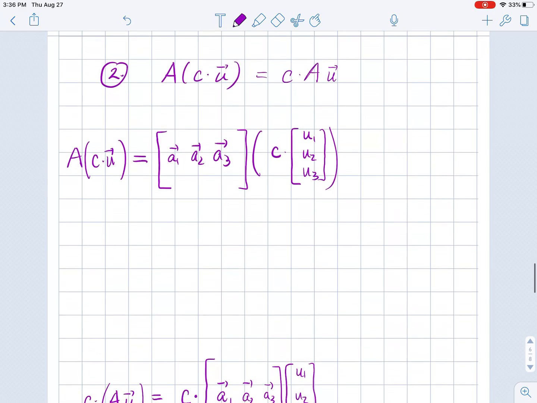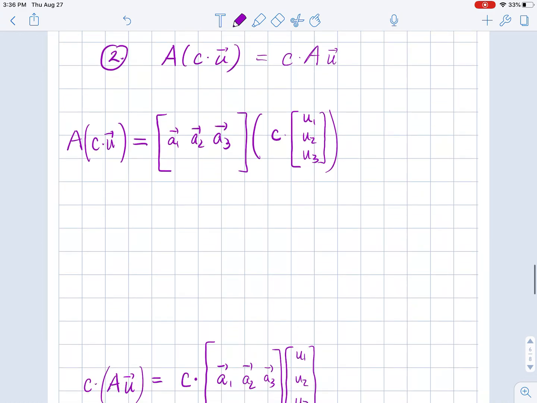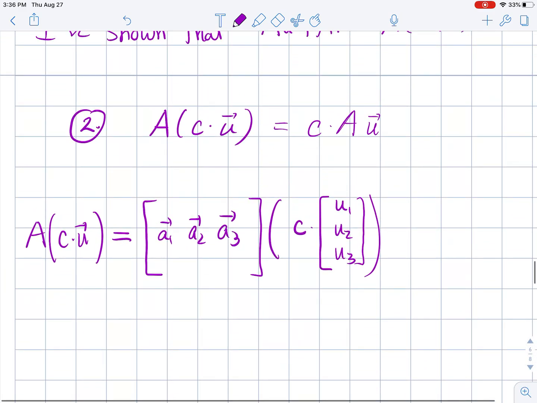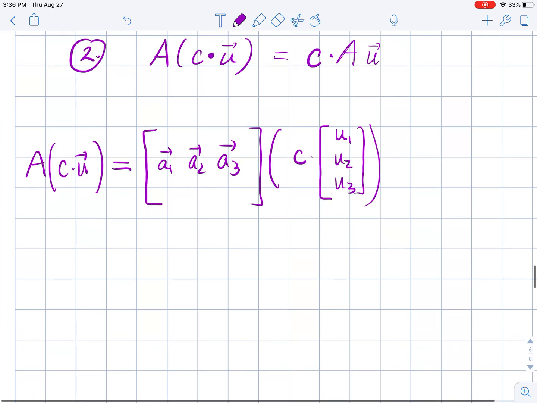And the other property I want to show today is that if I take a matrix and I multiply it by a scalar times u, then that's going to be the same as that scalar times the matrix product. In other words, I can pull that scalar outside of our product. Okay? And again, this probably doesn't seem that interesting. I'll show you why in a moment, why you might care.